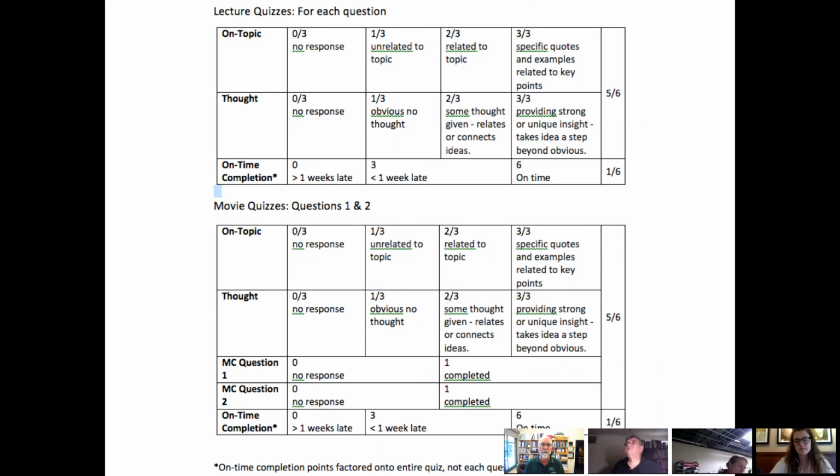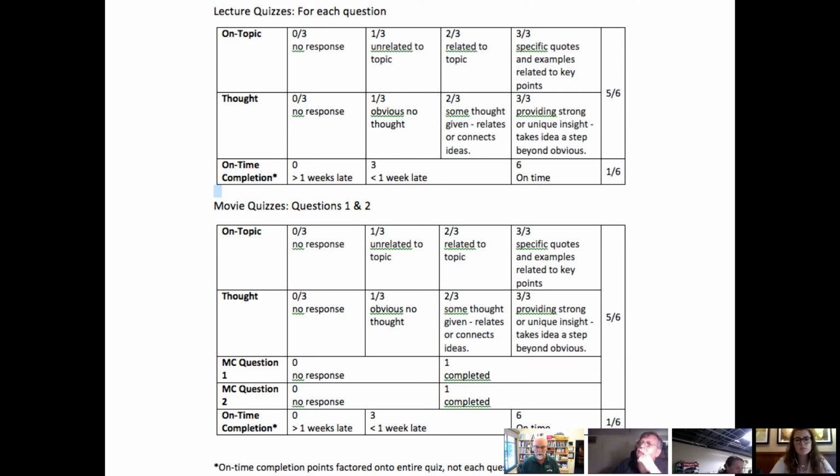You'll also notice that on-time completion is a part of your quiz. So if you get it within 1 week, you get 3 points. If you get it on time, you get 6 points. But that's really only 1/6 of it. So that's like 1 point total if it's on time. Give that a little bit of thought.